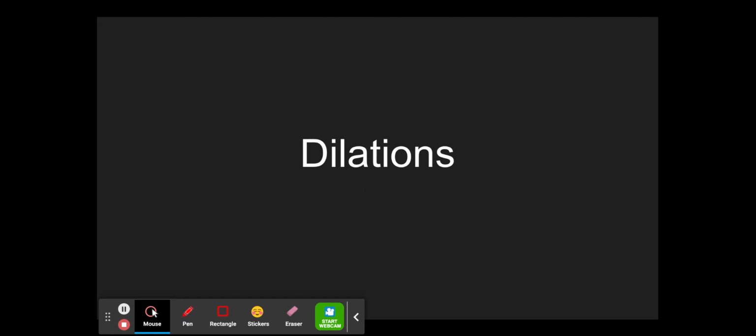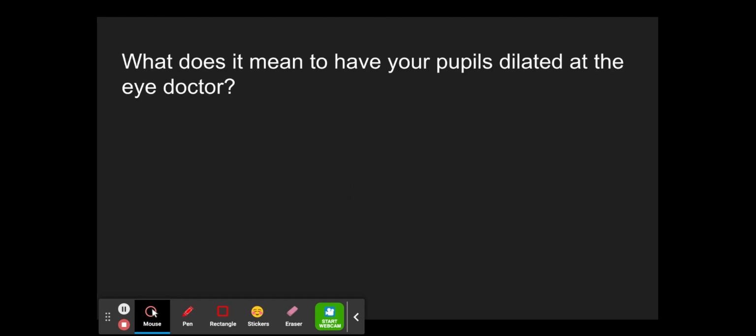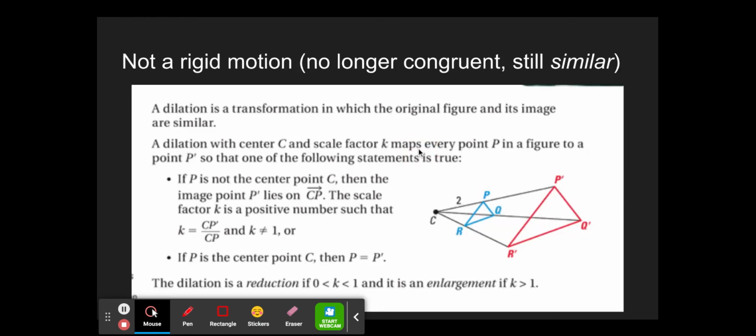Let's talk about dilations, okay? So what does it mean to have your pupils dilated when you go to the eye doctor? Anybody who has glasses has had this happen to them before. They kind of expand your pupil. We've talked about this before as being something that relates to the idea of similar shapes. It's not a rigid motion. So when we dilate something, it's not an isometry, right? That being the adverb that sort of describes motions as being motions that cause or lead to congruence.